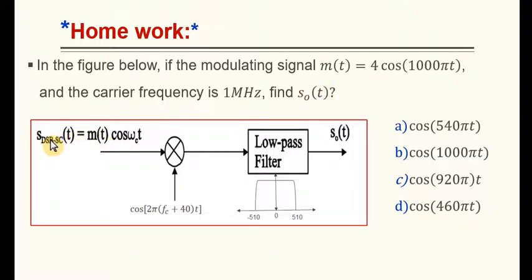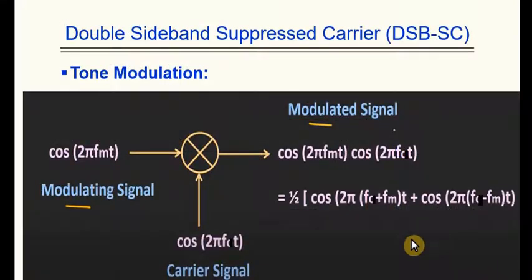So we have the modulated signal, DSB-SC, s of t, which is equal to m of t cosine omega ct, and this is the local carrier at the receiver, and here we have a low pass filter represented by these characteristics, and here we have s out of t. We need to find s out of t, which is one of these answers. Also, this is homework. So this is maybe the same as the previous exercise of homework.